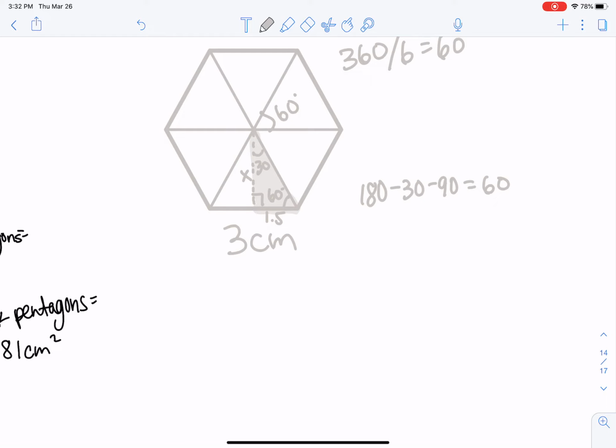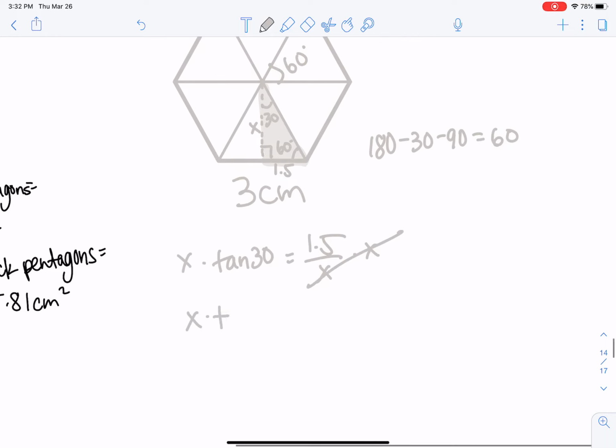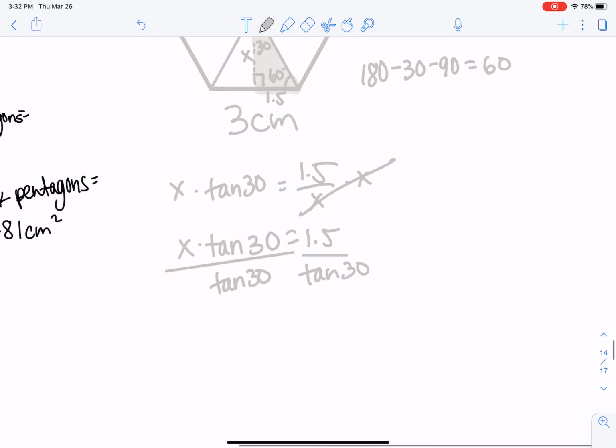So I'll say, it looks like I have opposite is 1.5 and adjacent is x. So I have tangent. I'm going to multiply both sides by x. And I have x times tangent 30 equals 1.5. I could type tan 30 into my calculator. I'm just going to leave it written like this so I don't have to write down all those decimals. And once I type that in my calculator, I'll have 1.5 divided by tangent 30, and that gives me 2.60. And that would again be centimeters, just centimeters because it's the height.